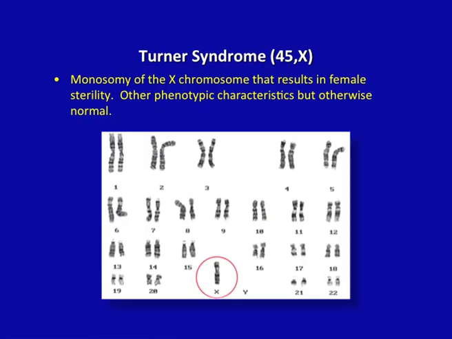Similarly, Turner syndrome is a monosomic condition where loss of one chromosome is seen. Instead of having 46 chromosomes, we have 45 chromosomes here, and only one X chromosome is observed. In this condition, female sterility is observed.